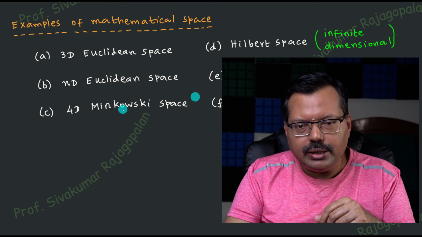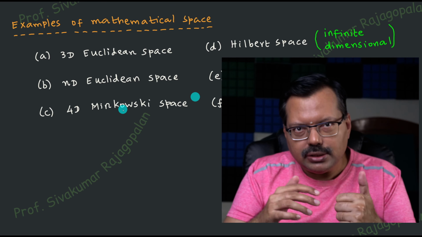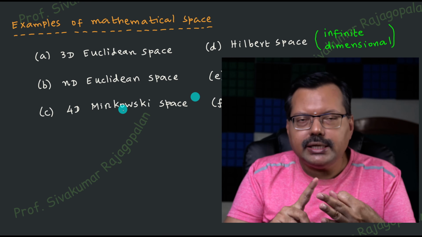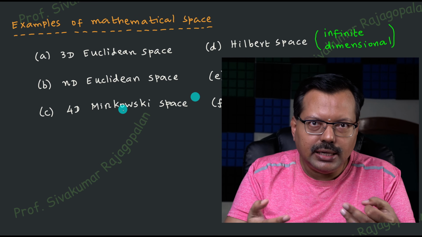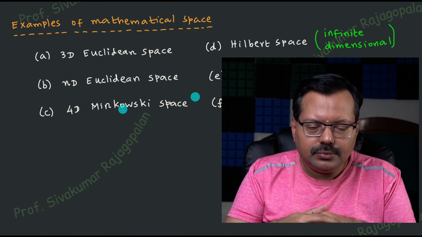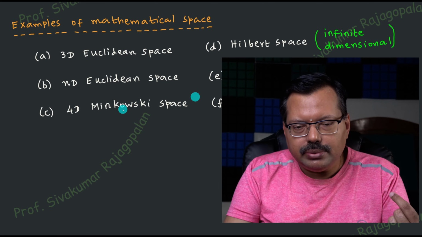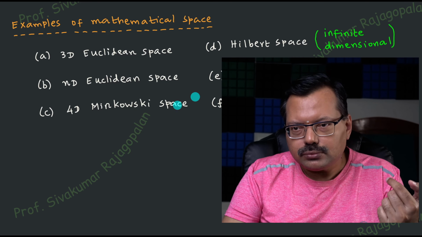Similarly, in the case of the 4-dimensional Minkowski space, all elements are real. X, Y, Z space, right? So many meters, real number. And the last one is time. How many seconds? Real number. So these are all real numbers.